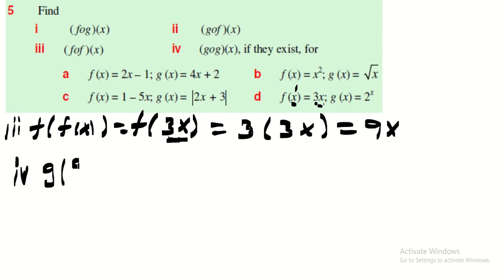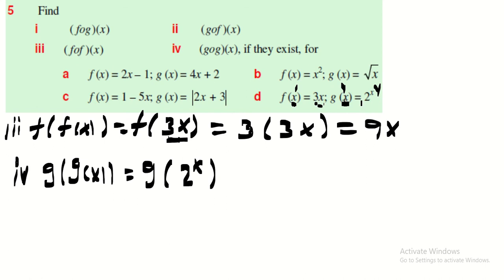Number 4, g of g of x. That means g of, what is g of x? 2 to the power of x. Now again, what does the g rule say? The g rule, take it as the exponent. Anything input you have, for example, if this is y, this is going to be 2 to the power of y. So whatever variable you take as an input, it's going to be an exponent. So our input here is 2 to the power of x. So make it the exponent, 2 to the power of 2 to the power of x. That's going to be the answer for number 4.